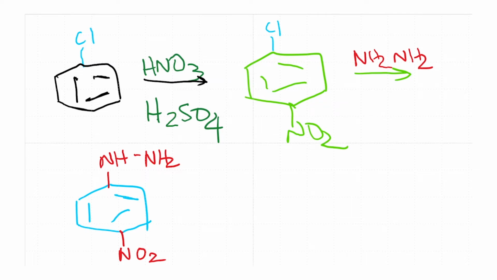So if you want to make 4-nitrophenylhydrazine, whose structure is shown here, then we could start from chlorobenzene. If you do a nitration, HNO3/H2SO4, the nitration occurs at the para position and you get 4-nitrochlorobenzene, and then subsequently react with hydrazine. This is going to give you the desired product.